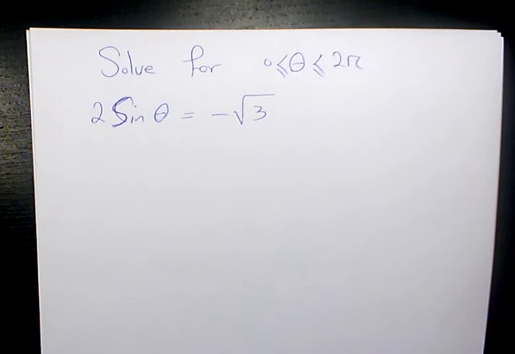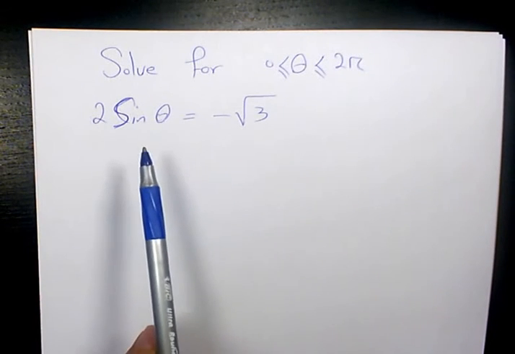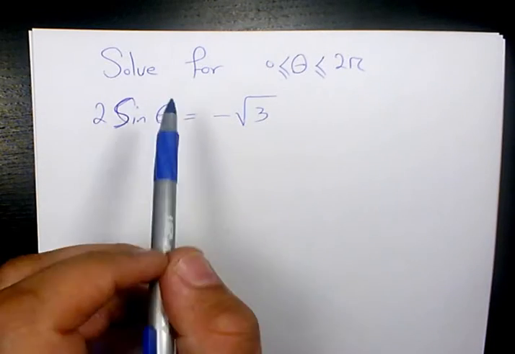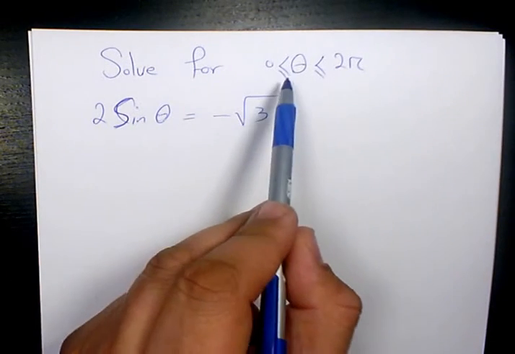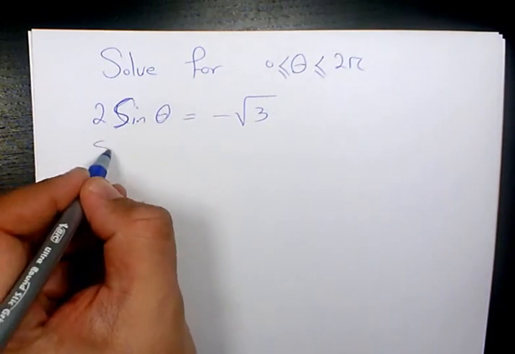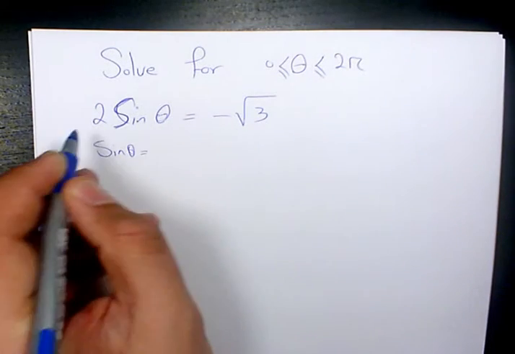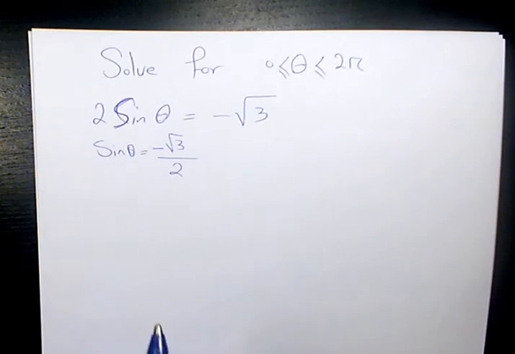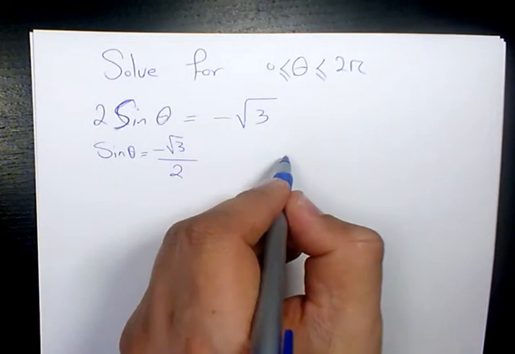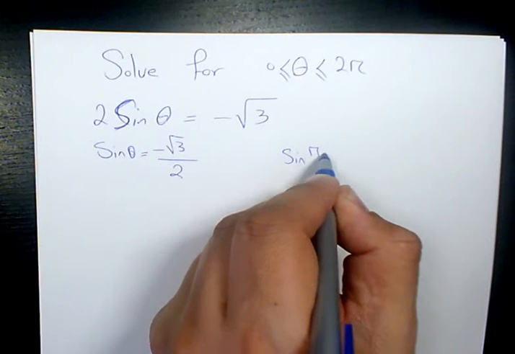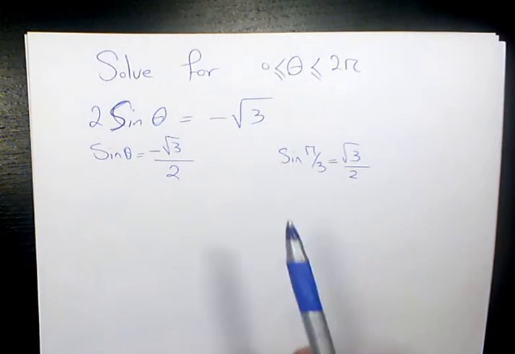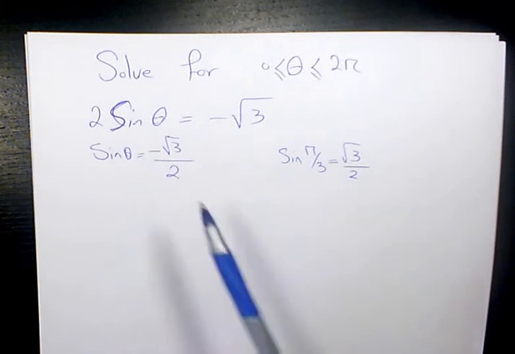In this video I want to solve a trigonometric equation, which is 2 sine theta equals negative root 3. We need to solve it for theta when it is between 0 and 2 pi. So the first thing I want to do is isolate sine theta. Sine theta equals negative root 3 over 2. Now we know sine pi over 3 is positive root 3 over 2, but here we have negative root 3 over 2.